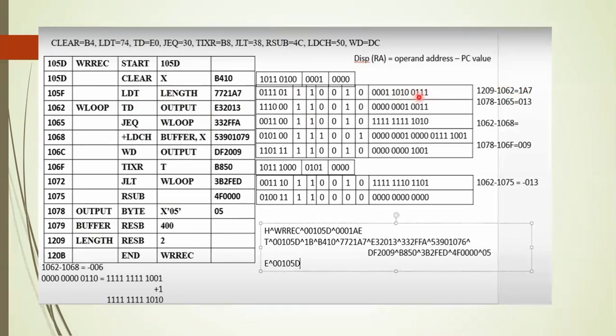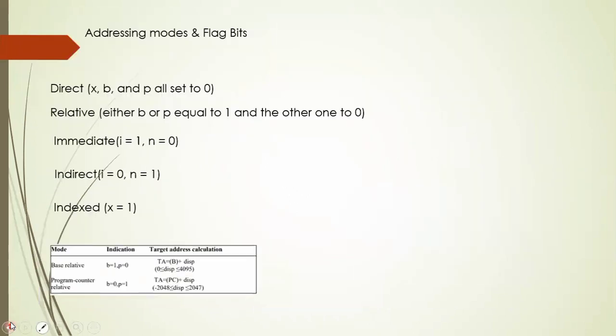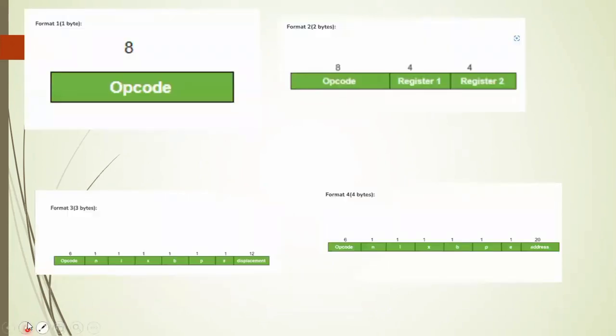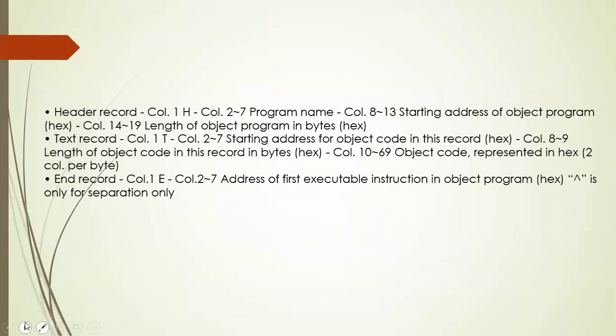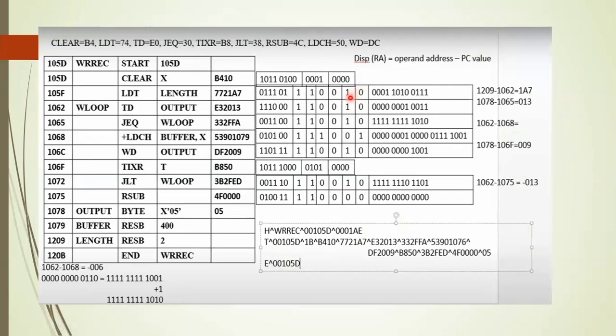So this will have to be written in the 12 bits. You can see here 0001 will be 1, and A will be 1010, and 7 will be 0111. This particular 1A7 is within the range of the program counter as indicated here, that is minus 2048 till 2047. So hence in that case the program counter will be 1 and the base counter will be 0. So here program counter will be 1 and the base relative will be 0.